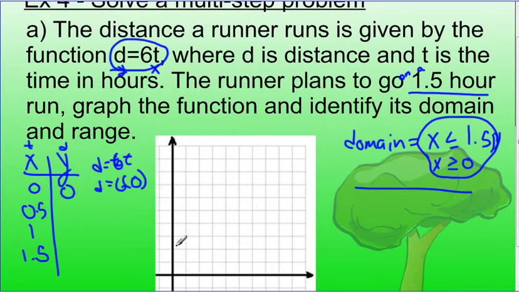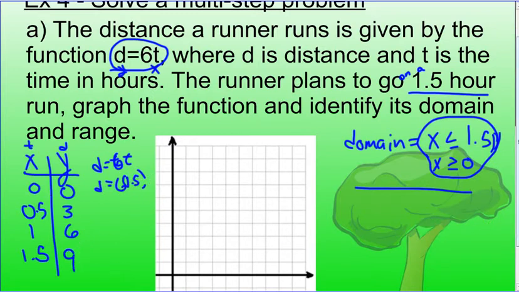Okay. Now, what if the guy's running for 0.5, for half an hour? Well, 6 times 0.5 is 3. So if he runs for half an hour, he's gone 3 miles. Keep going. What if he runs for 1 hour? Well, 6 times 1 is 6, he's at 6 miles. And finally, if he goes for 1.5 hours, 6 times 1.5 is 9.